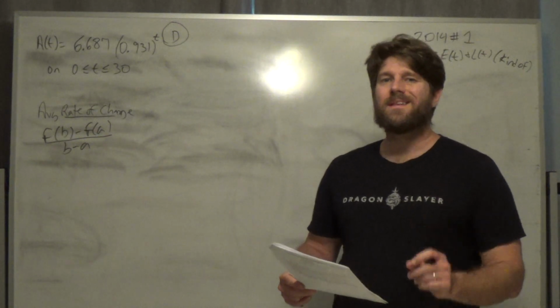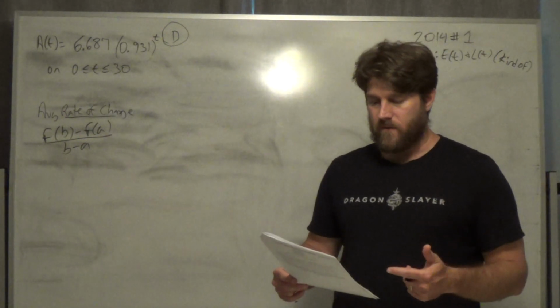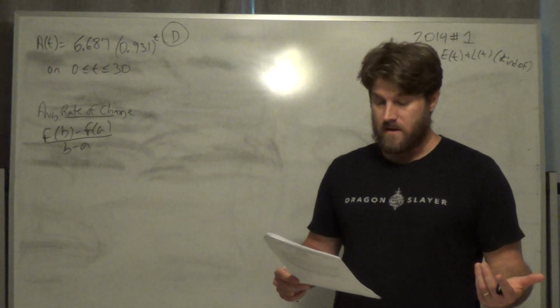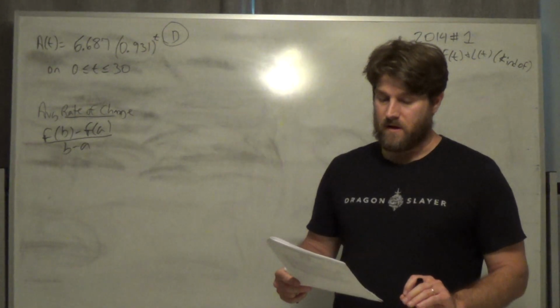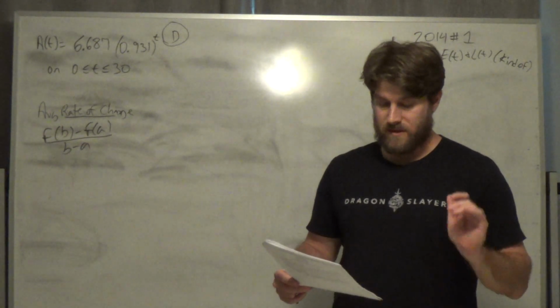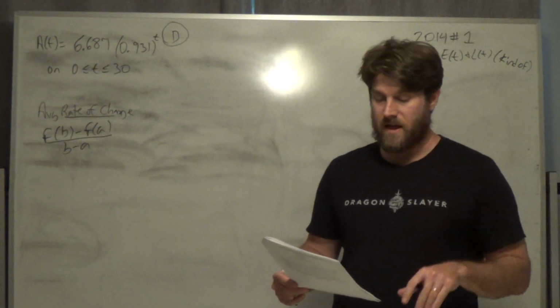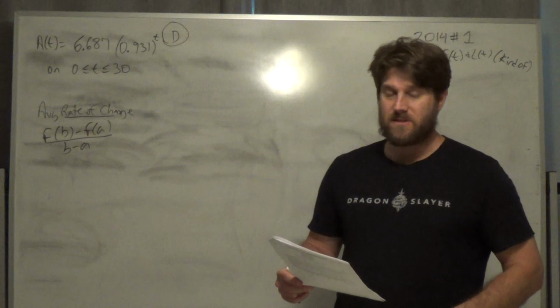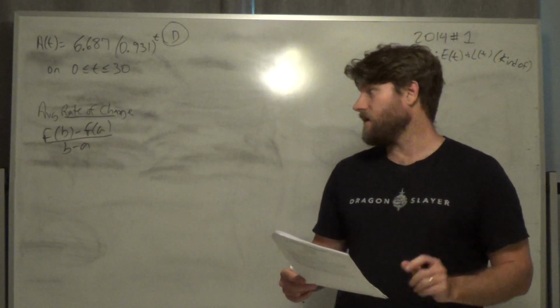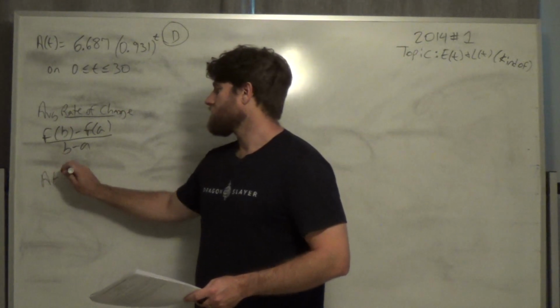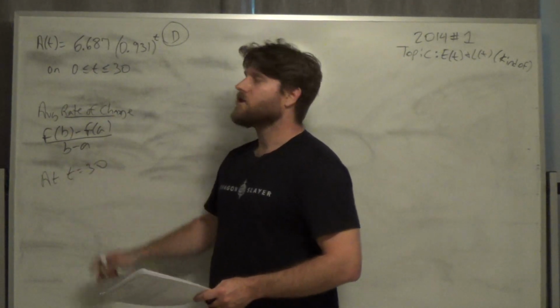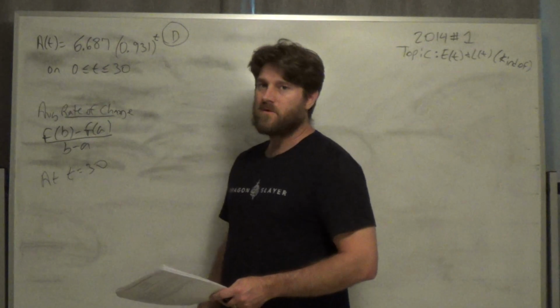Okay, so we need to write an equation of, they said, a tangent line, right? They say the linear approximation, L of t, a linear approximation is using a tangent line. So they want us to use a tangent line. Linear approximation makes a line. So we want to know, at time equals 30, what's the equation of the tangent line to the graph of A?